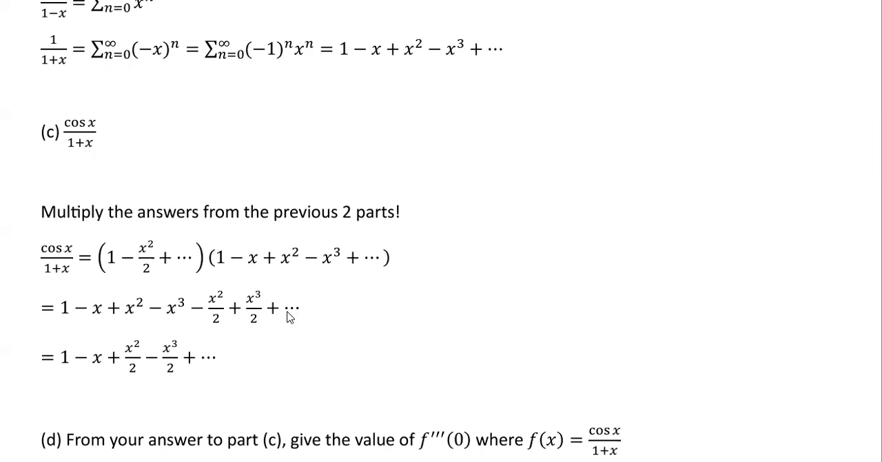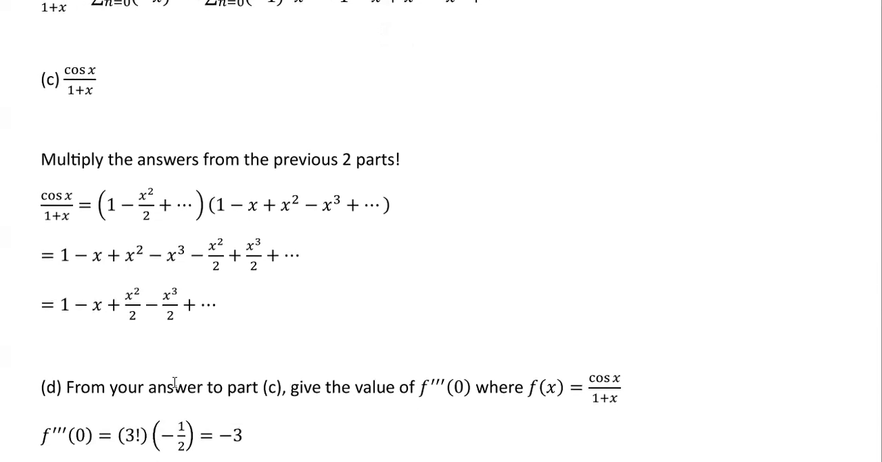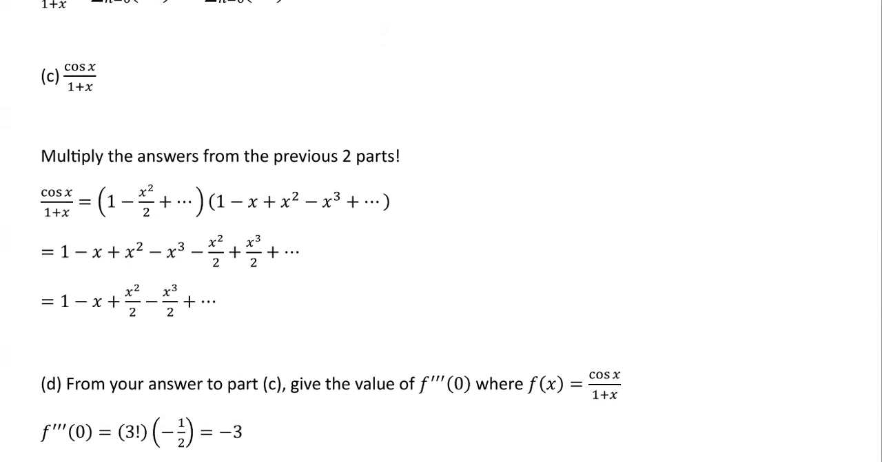The quick way to do this, once you understand the concept, is we look for the third degree term, which is right here, since this is the third derivative. We take the coefficient that's out in front of the x cubed, which is minus half, and we multiply it with 3 factorial. Okay, so the answer is minus 3, and you're done.